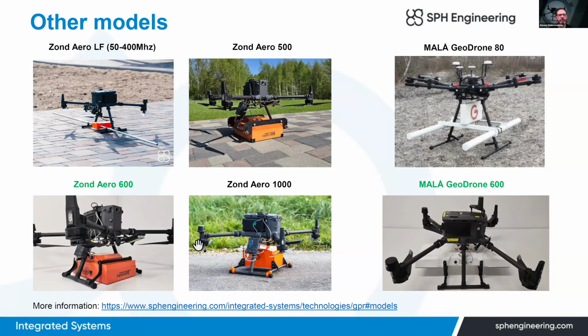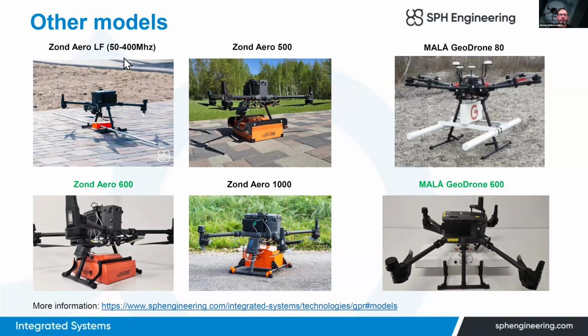So it's 600, and Zond Aero 1000, the 1 gigahertz system, is for specific scenarios like snow and ice profiling, and over very dry surfaces with very low conductivity. It also can be used elsewhere, of course.